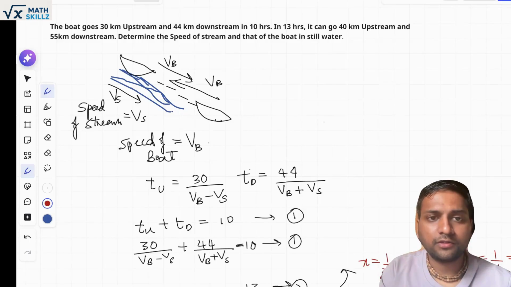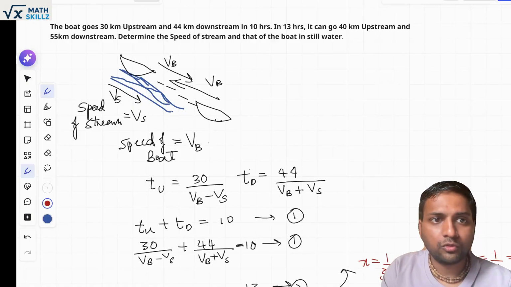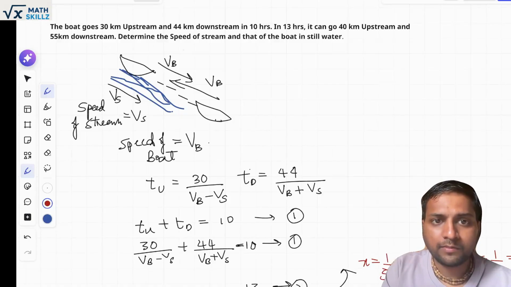So let's solve this question. This is a question from the linear equations chapter, class 10, CBSE mathematics. The question is: the boat goes 30 km upstream and 44 km downstream in 10 hours. In 13 hours, it can go 40 km upstream and 55 km downstream. Determine the speed of the stream and that of the boat in still water.